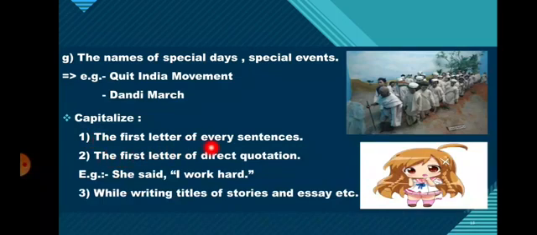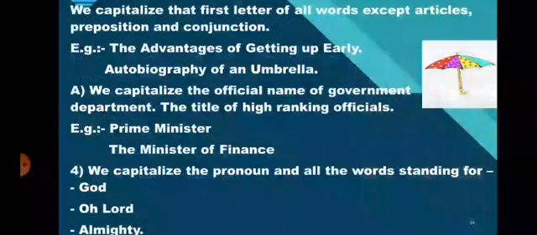What should be capitalized? The first letter of every sentence, the first letter of direct quotations. For example, she said. What she said? I work hard. So here first letter should be a capital letter. While writing, titles of stories and essays should also be in capital letters. We also capitalize the first letter of all words except articles, prepositions and conjunctions. For example, The Advantages of Getting Up Early. Autobiography of an Umbrella.